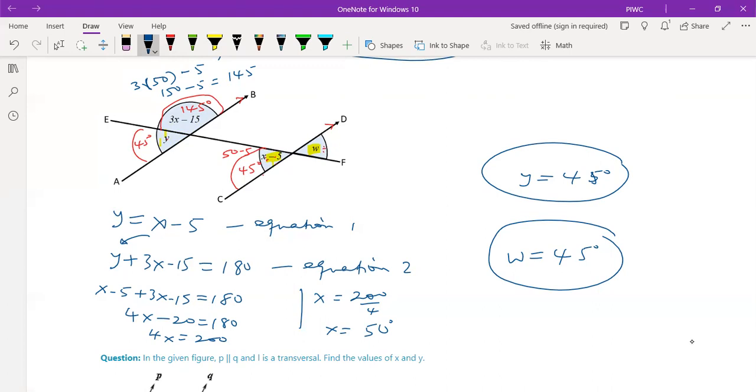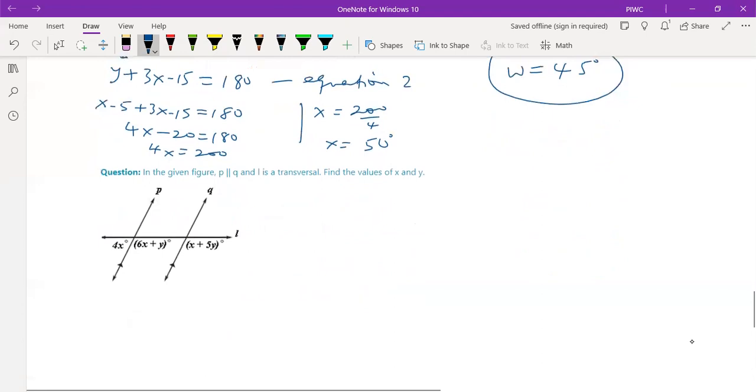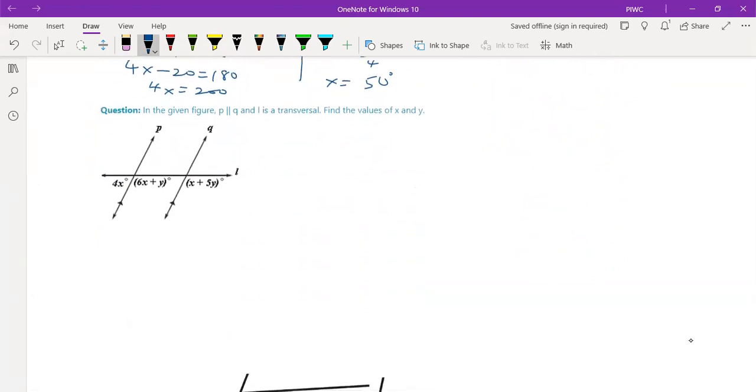All right, let's move on to another problem. In a given figure, P is parallel to Q and L is a transversal. Find the values of x and y. We want to find x and y in this question. Okay, so we need to think through this problem. We have parallel lines, so Q and P are parallel lines here, and L is a transversal.